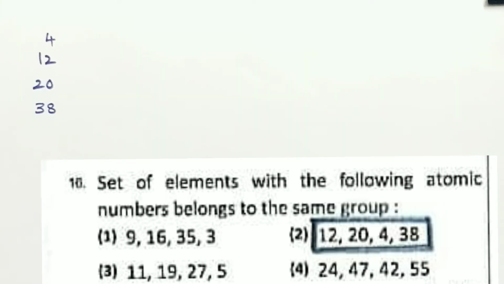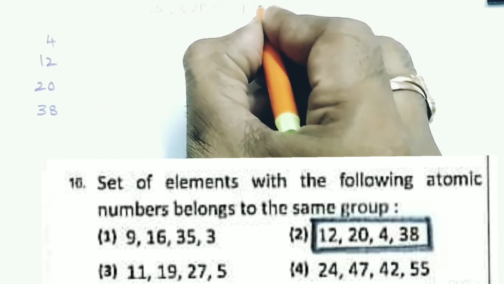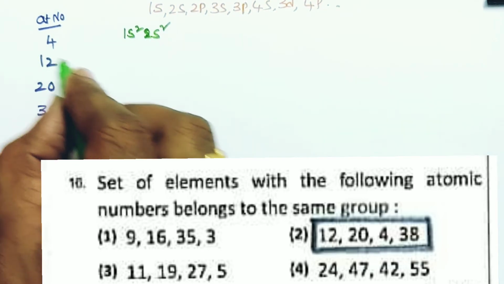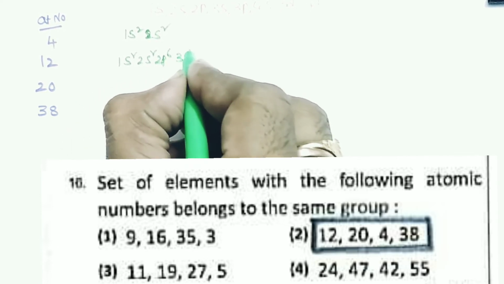So in writing the electronic configuration, we have to follow the Moeller diagram, that is the atomic orbitals order: 1s, 2s, 2p, 3s, 3p, 4s, 3d and 4p, like this. So if the atomic number is 4, then the electronic configuration is 1s2, 2s2. And if the atomic number is 12, the electronic configuration is 1s2, 2s2, 2p6, 3s2.